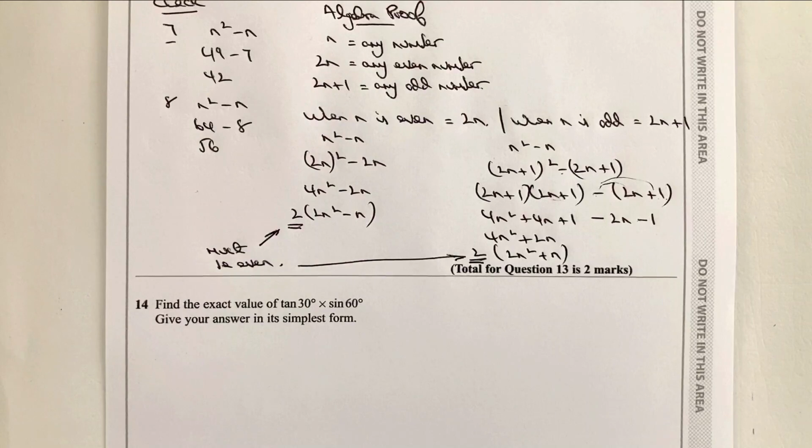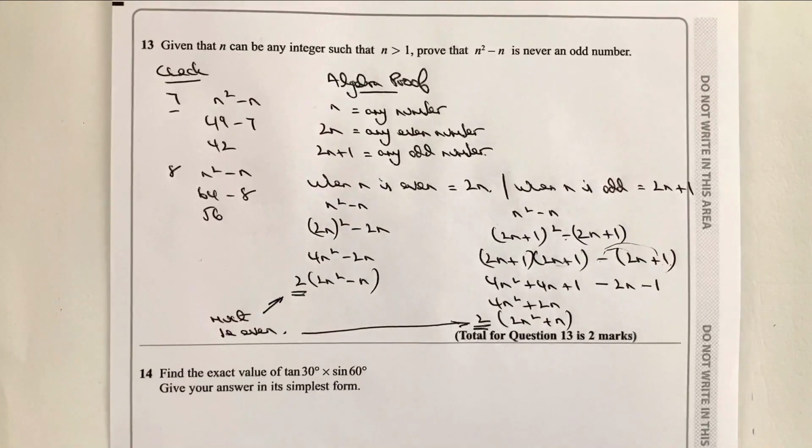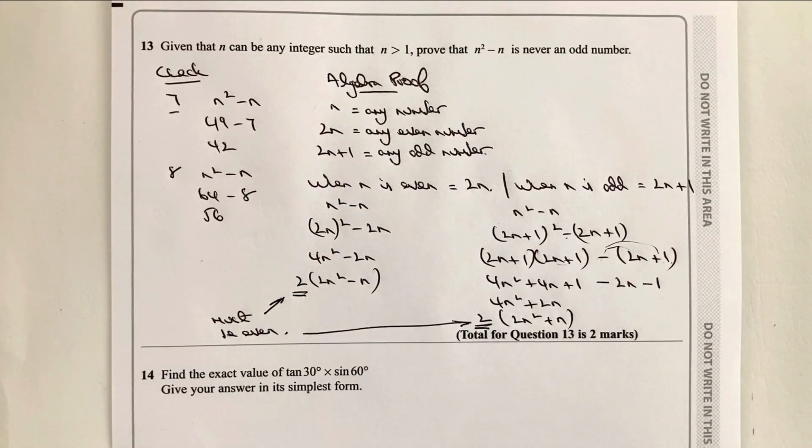Okay, so really quite a tricky question, I think. Certainly for 2 marks, quite a difficult question to work through, but that's certainly the way I would do it, at least, because really you've got to prove that it's never an odd number. In other words, it's always going to be an even number regardless of what you do.